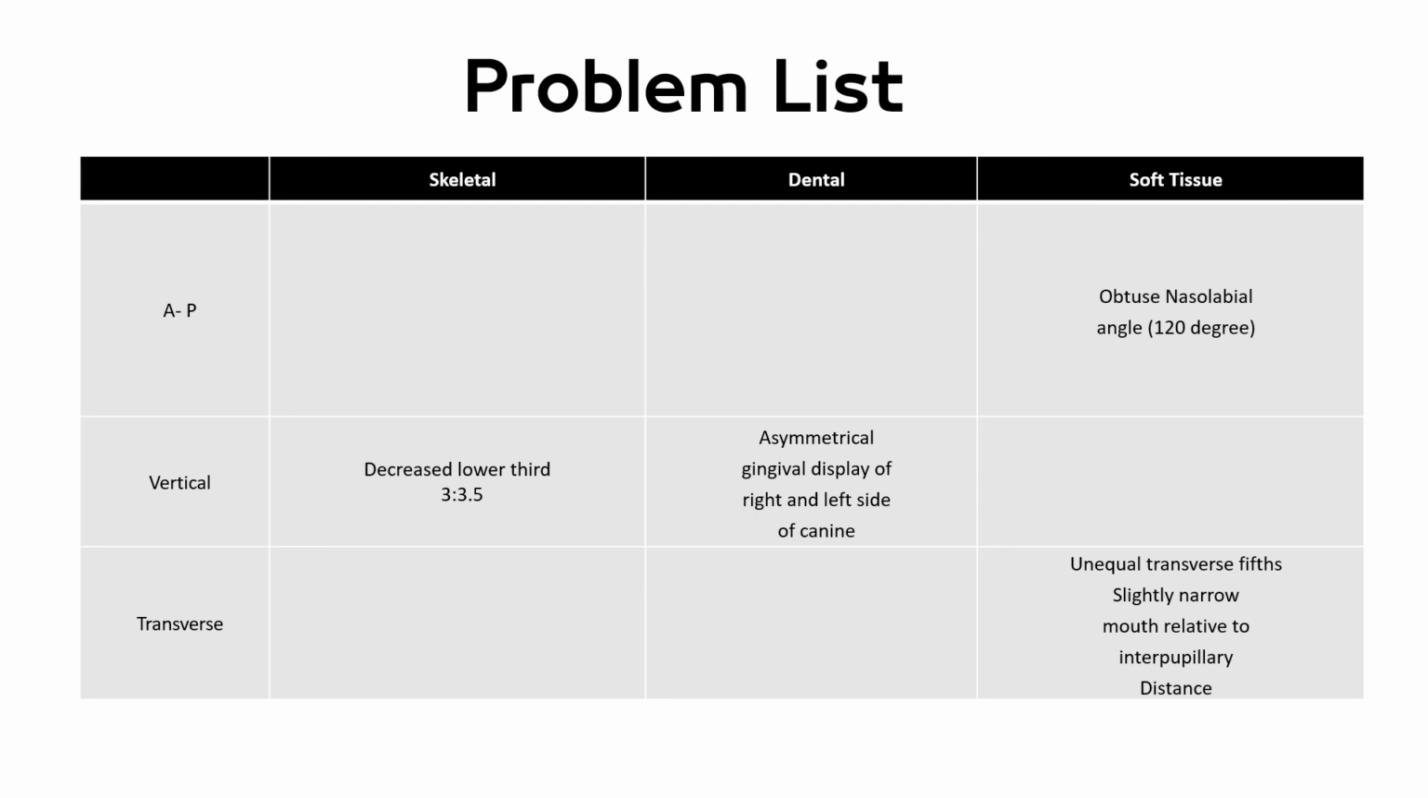When we talk about the dental problems, there is asymmetrical gingival display of the right and left sides of the canine. And finally, when we talk about the transverse plane, there is unequal transverse fifths and slightly narrow mouth relative to the interpupillary distance.